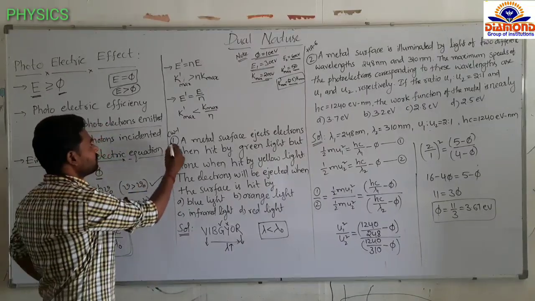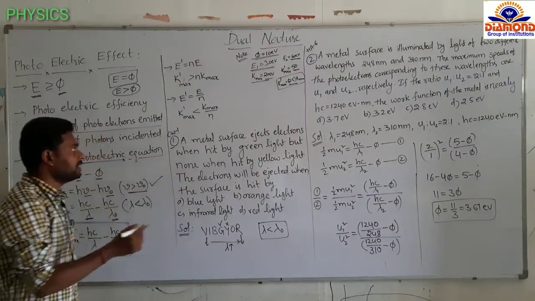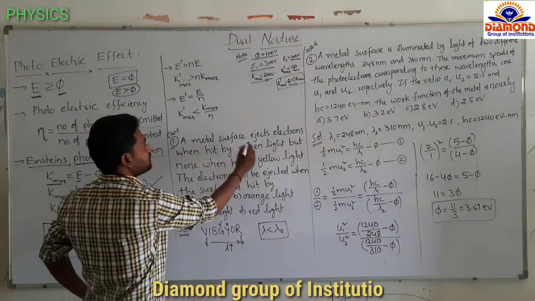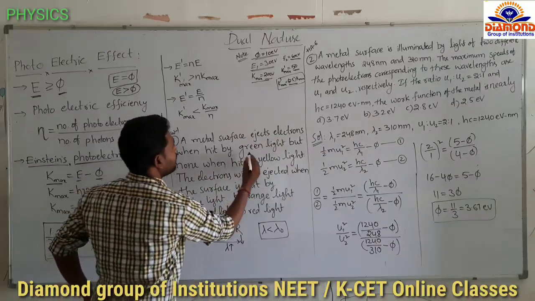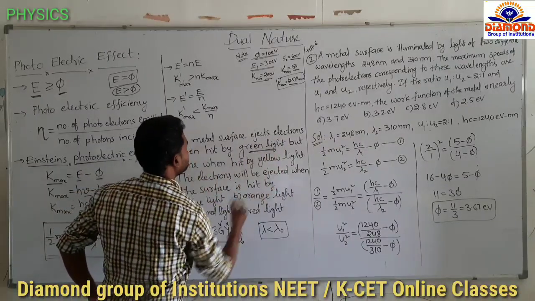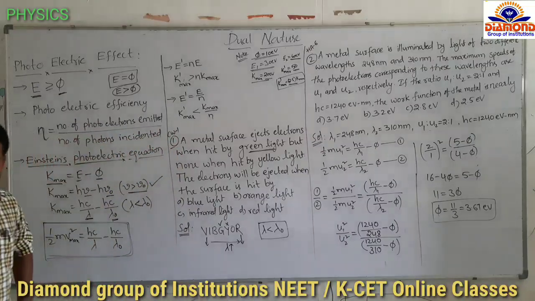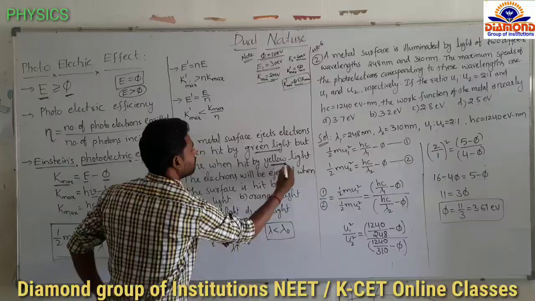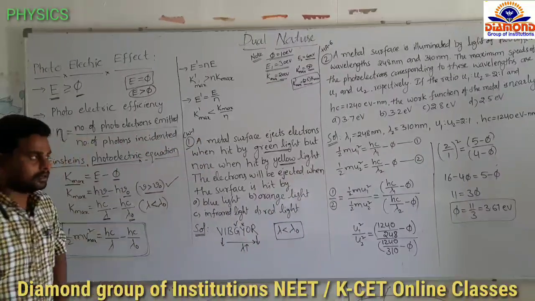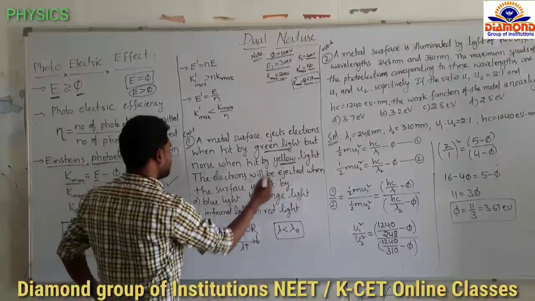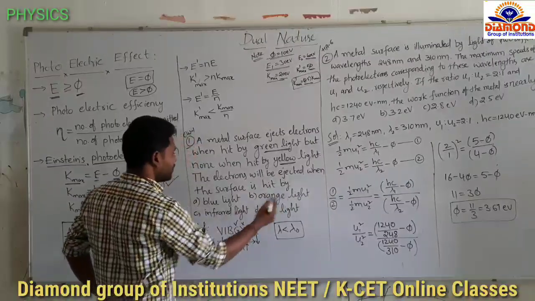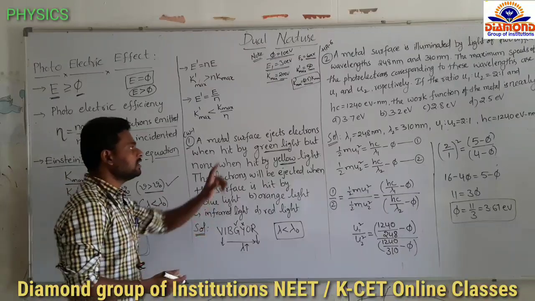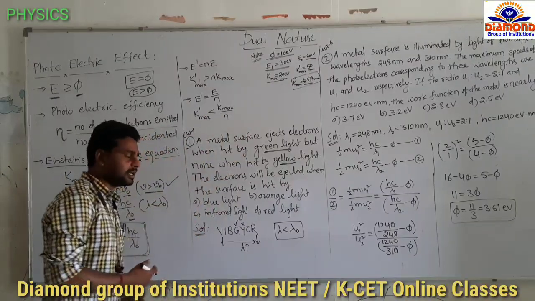First problem, in your material classwork, class discussion, first problem. The question is: a metal surface ejects electrons when hit by green light but none when hit by yellow. The electrons will be ejected when the surface is hit by which light? Some options are given. That means if yellow light falls on the surface, it is not emitting any electron. If green light falls on it, it emits the electron.